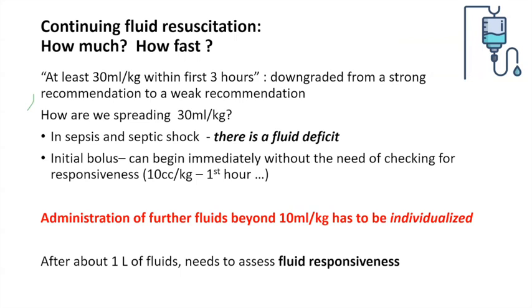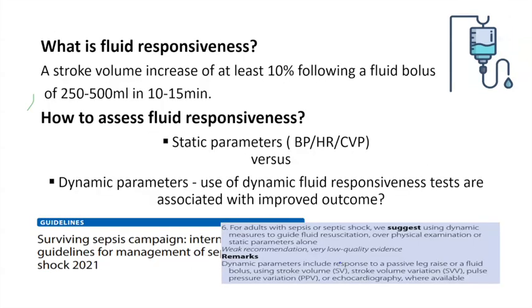As you all can understand, all the patients coming with sepsis are coming with a fluid deficit. So they all can tolerate a bolus of up to about 500 ml or even 1 liter to start with before you assess fluid responsiveness. But after completing about 1 liter of fluid, before going for completion of this 30 ml per kg bolus, you have to always go for assessment of the fluid responsiveness.